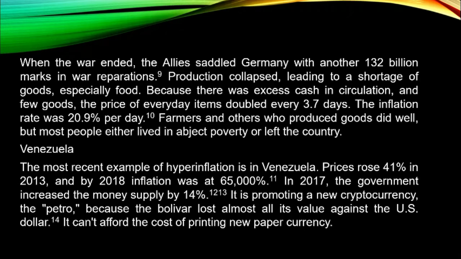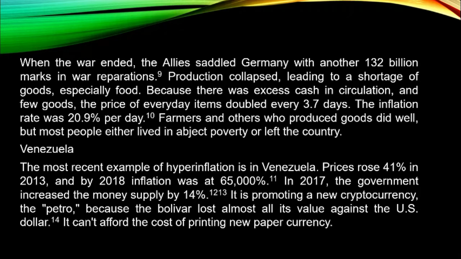When the war ended, the Allies sent Germany a bill of 132 billion marks in war reparations. Production collapsed, leading to a shortage of goods, especially food, because there was excess cash in circulation. With few goods, the prices of everyday items doubled every 3.7 days. The inflation rate was 20.9% per day.